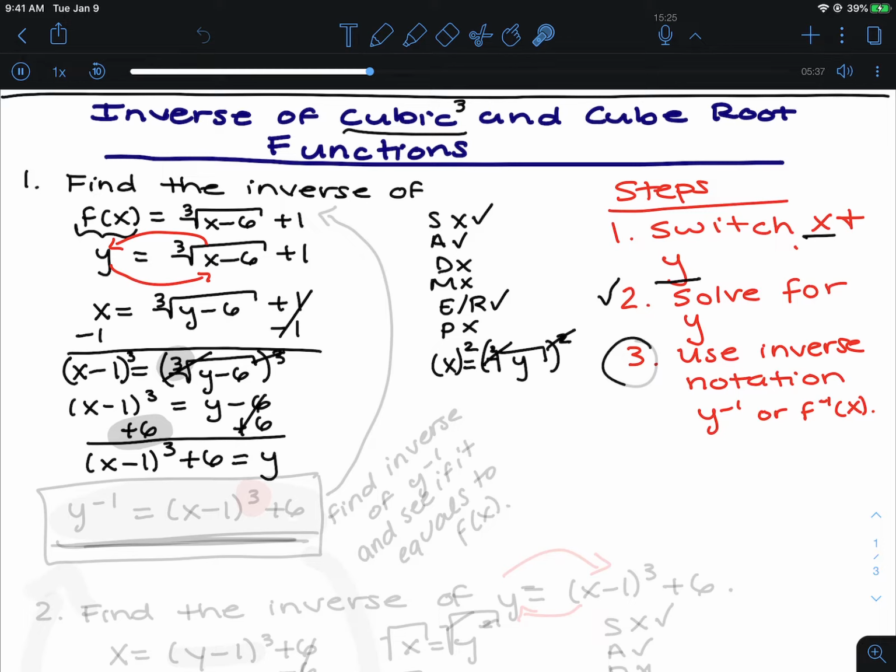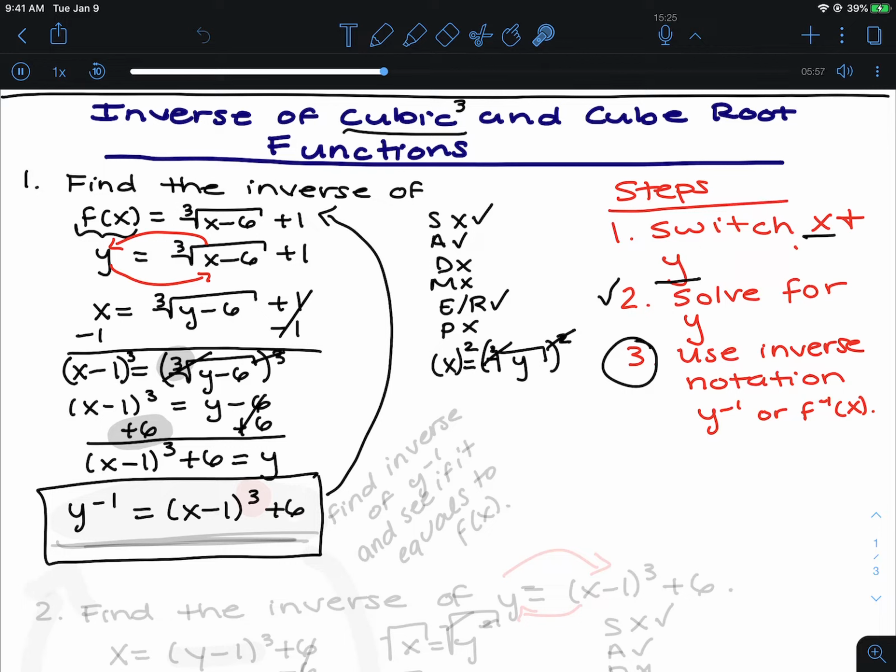But the last and final step says to use inverse notation. So I'm going to say y to the power of negative 1 equals (x - 1)^3 + 6. Okay? And that right there is the inverse of this original function over here.